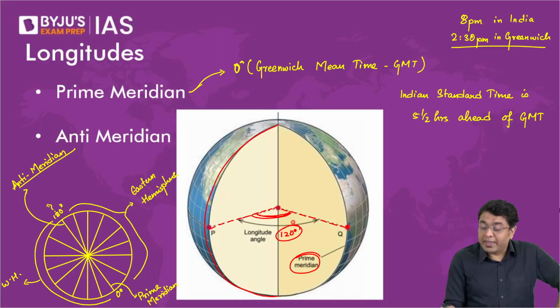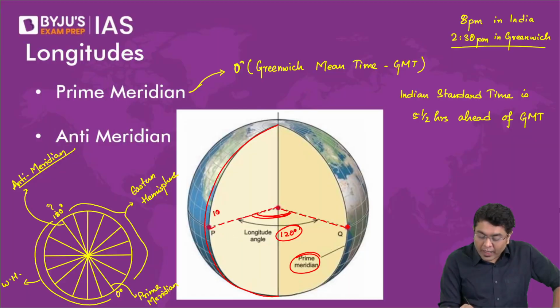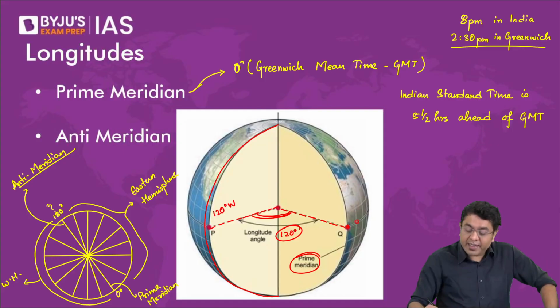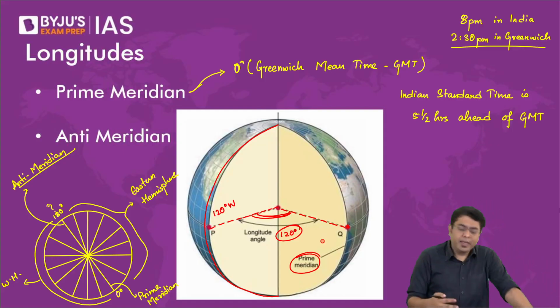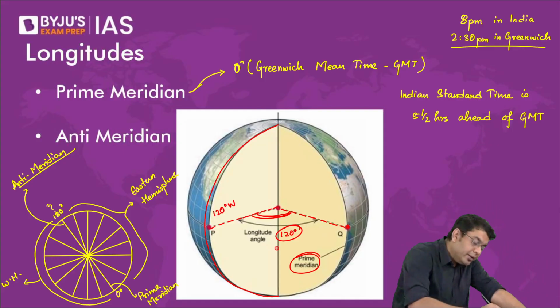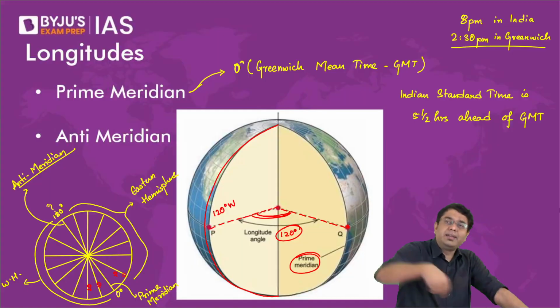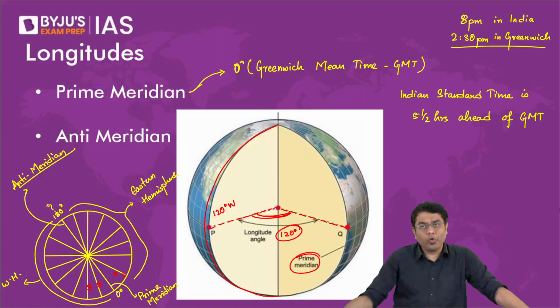Now, it is to the west of the prime meridian. So this will be 120 degree west. Similarly, here you have 10 degree east, 20 degree east, like that. It will go up till 180 degree. So this will be 10 degree east, this will be 10 degree west, this will be 20 degree west, and like that, it will continue to go on.